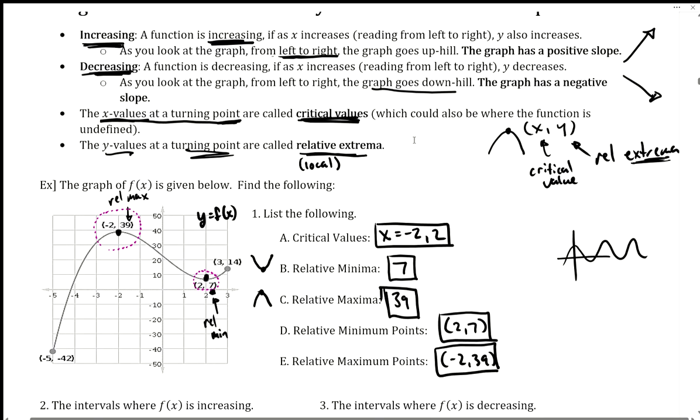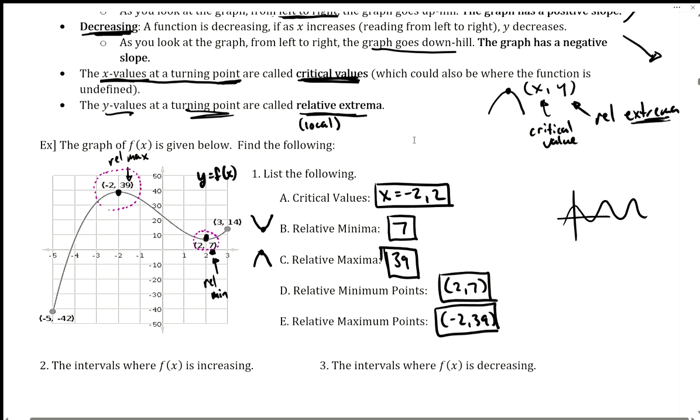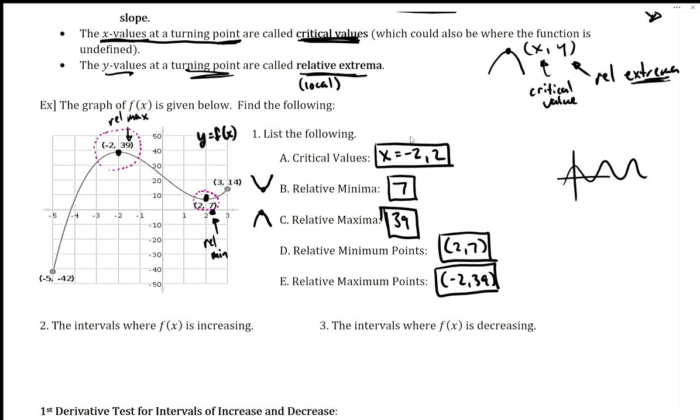Let's scroll just a little bit. It also asks for the intervals where f of x is increasing, where it's going up from left to right. I'm going to mark this in blue. Starting here, left to right, it goes up, up, up until I hit the turning point. Then it decreases, and then it increases again right there. This in blue is where it's increasing.